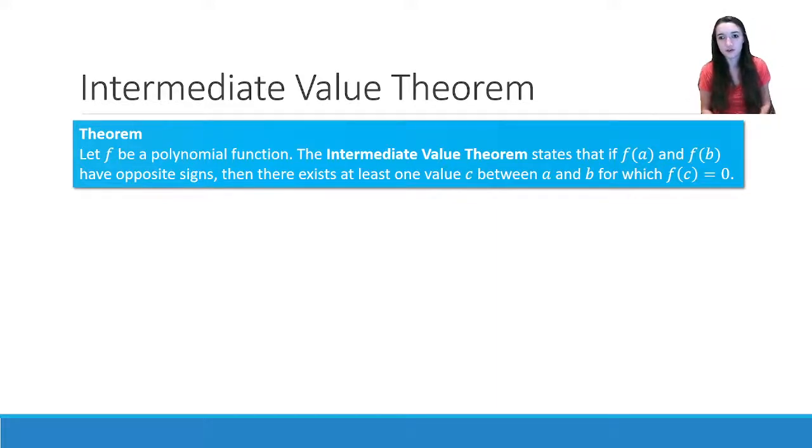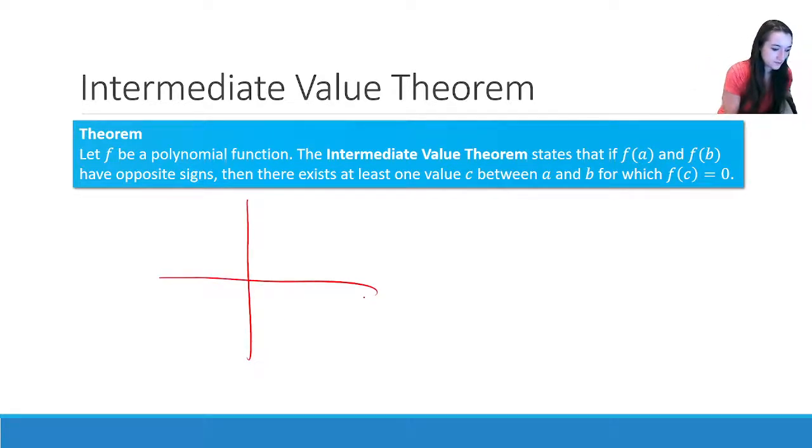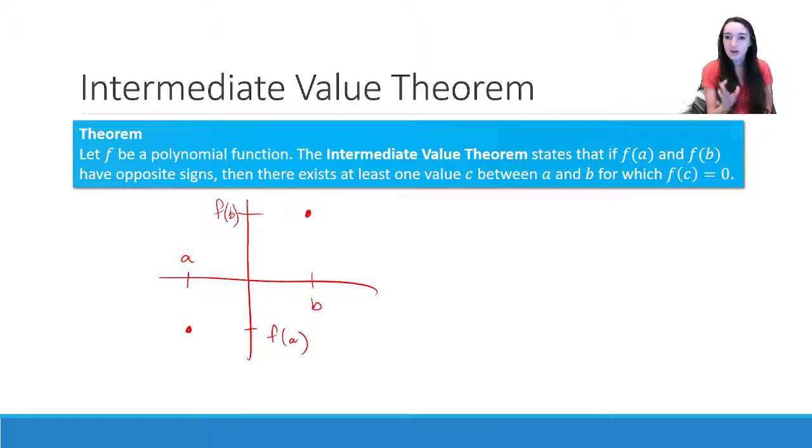All right, so that's a lot of words, I realize. But essentially what this is saying is that if I have some graph, and I have a point on the graph. Here's A, so this is then f of A. And then here's B, and I have a point on the graph, and here's f of B. And so now, f of A and f of B have opposite signs. F of A is negative, f of B is positive. So they have opposite signs. Then there exists at least one point C between A and B. So there's some point C somewhere in here, we'll call this C, for which f of C equals 0. In other words, this point is a point on the line.